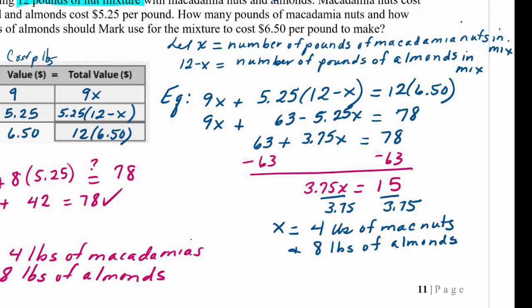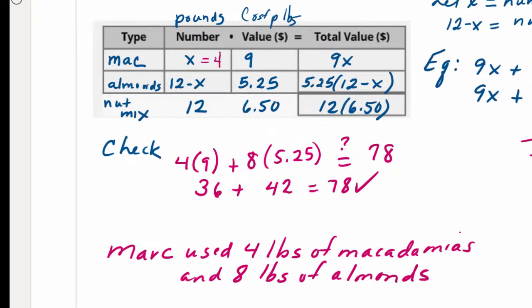Okay, so then notice how here I'm going to go ahead and distribute it. And I've got some like terms. The 9x with the negative 5.25x gives me a 3.75x. And then I went ahead and subtracted 63. So we got 3.75x equals 15. And dividing, I ended up with x equals 4 pounds of macadamia nuts. And then that told me that this x here was 4. So the almonds there must be 8 pounds of almonds.